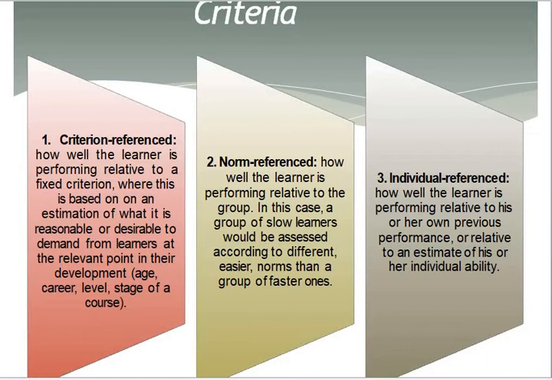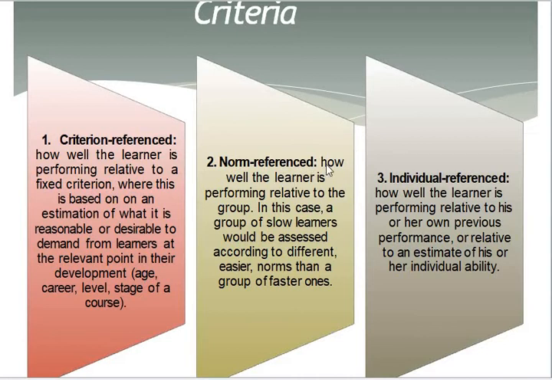What is the criteria on the basis of which the teacher is going to evaluate or assess the learner? So, criterion referenced: it is how well the learner is performing relative to a fixed criterion, based on an estimation of what is reasonable or desirable to demand from learners at the relevant point in their development. It can be the criteria of age, career, level, or stage of a course. So a criteria can be set, and on that criteria the teacher can evaluate.